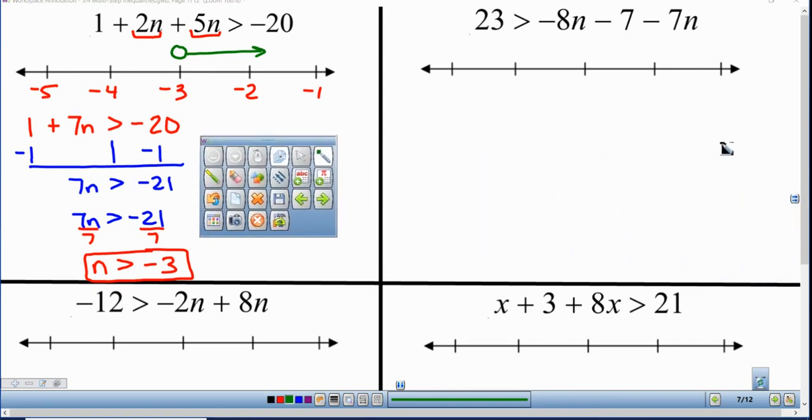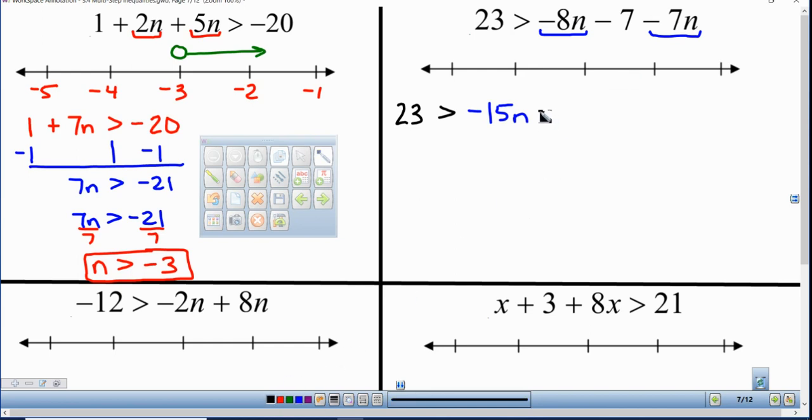Let's do this one, and then once again, I'll give you an opportunity to try these two on your own if you wish. We have the negative 8n and a negative 7n. We're going to combine those. So I'm going to start on the very left side and rewrite. We have 23 greater than. I'm going to put these together. Negative 8 and negative 7 go together to become negative 15n. And then we still have negative 7.